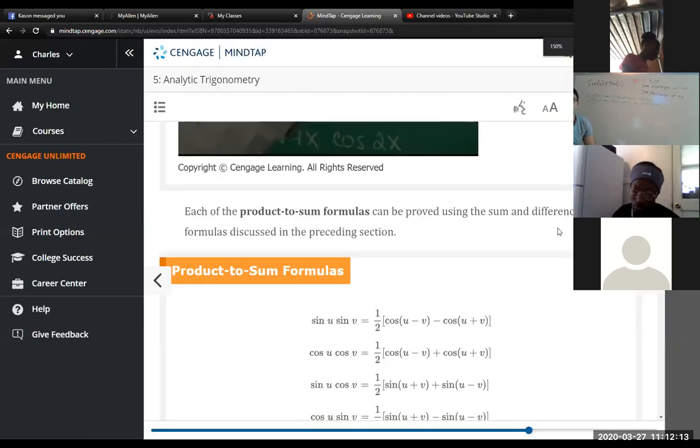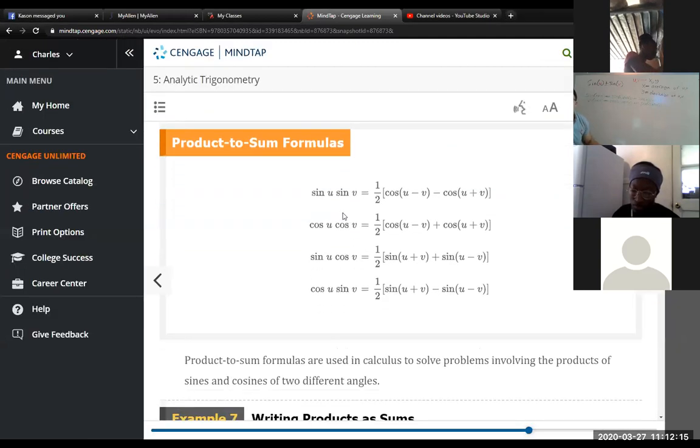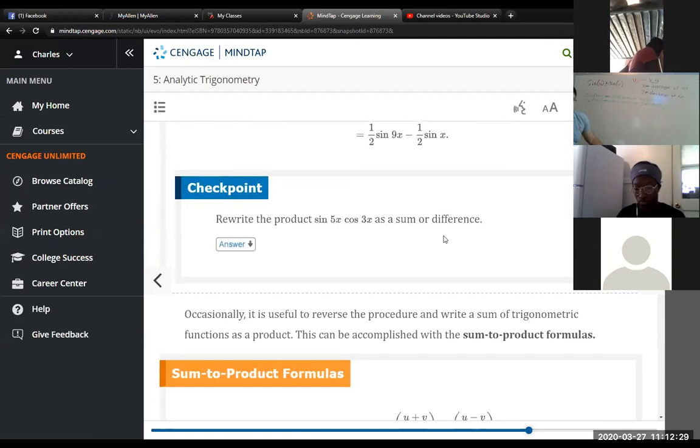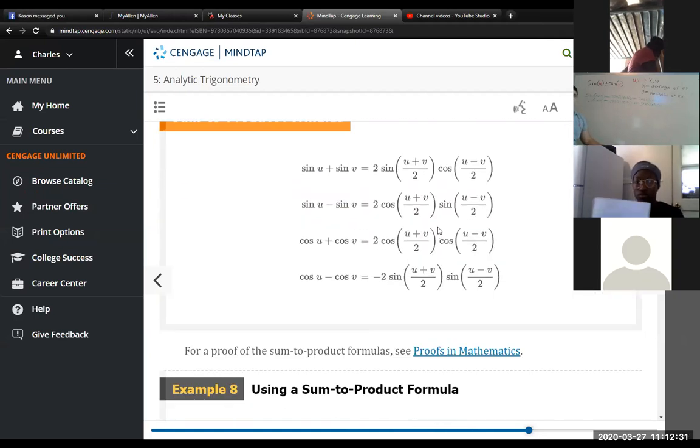So those ones were right here, where you have a product and we're going to turn it into a sum. We're going to use this same kind of relationship to go the other way. So sum to product.